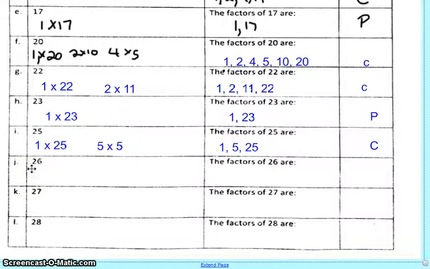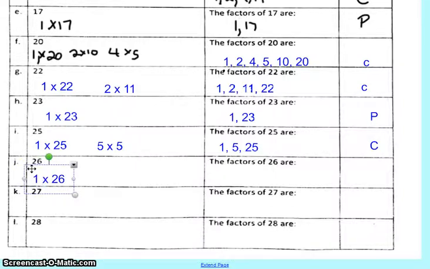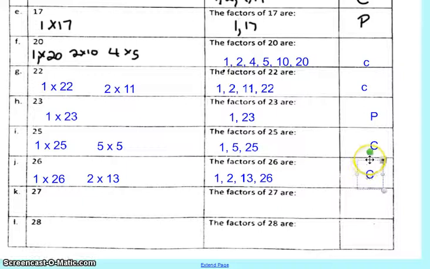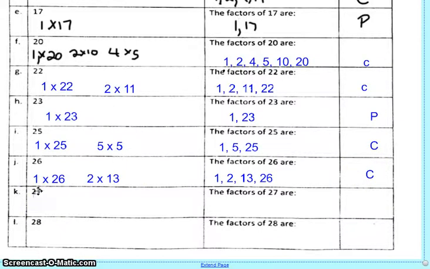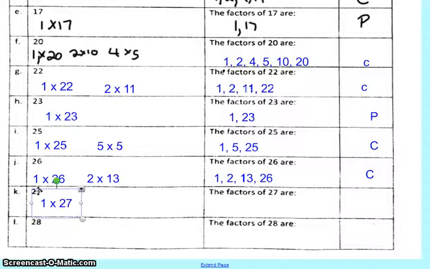26, we can go 1 times 26. We can also do 2 times 13. And those are all our factors. So our factors for 26 are 1, 2, 13, and 26. Still, it's more than 2 factors. It's composite. 27, we can get that by 1 times 27.